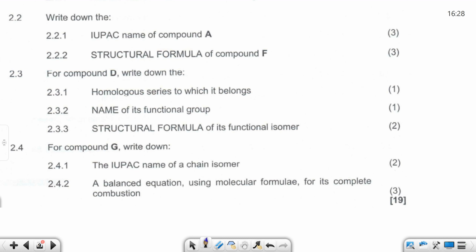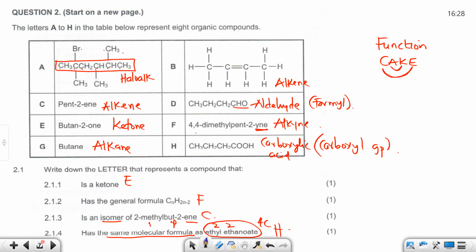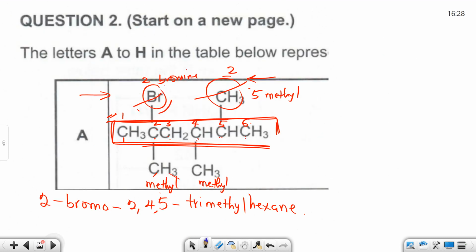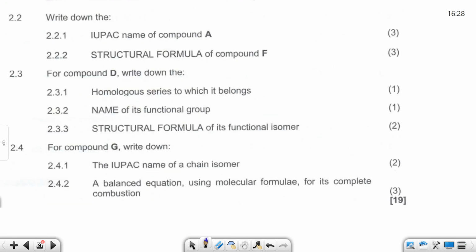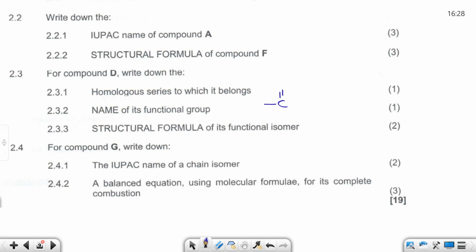Compound D. Okay, I think we're done with D. D, aldehyde, we're done. All right, what else? Name it. Oh, I actually answered. Its functional group is what? A formyl. And if they ask me to draw, it's that, right? The H must be there. That's the functional group. You remember the formyl, right?